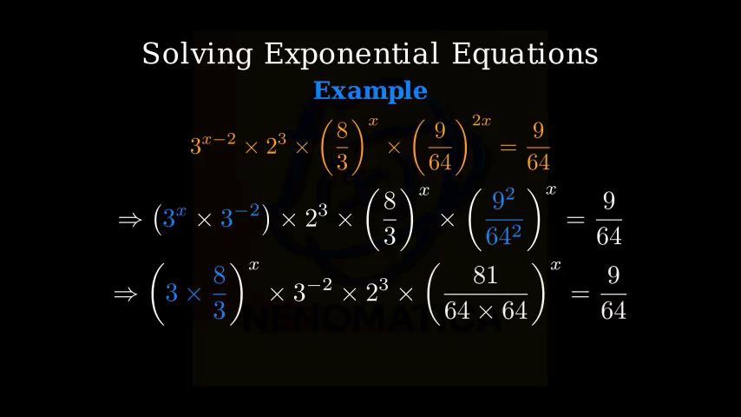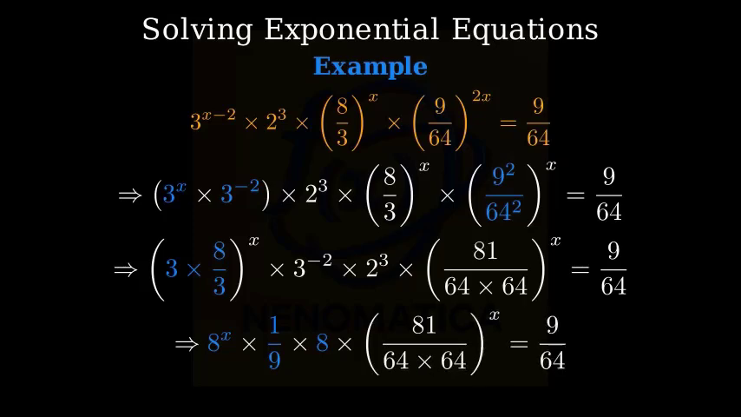Now, we group together the terms with x as the exponent. We see that 3 to the power of x times 8/3 to the power of x can be rewritten as 3 times 8/3 to the power of x. This simplifies to 8 to the power of x. Let's simplify further. 3 times 8/3 equals 8, so we have 8 to the power of x. Also, 3 to the power of negative 2 equals 1 over 9, and 2 cubed equals 8.